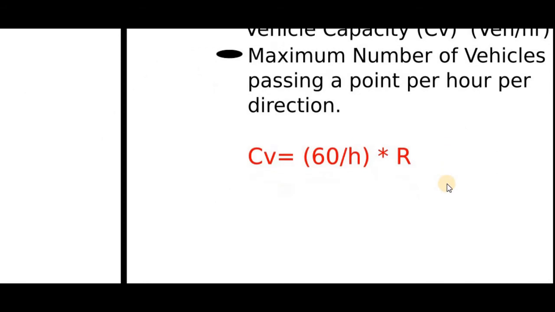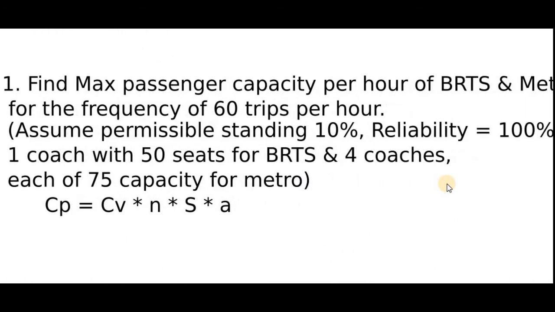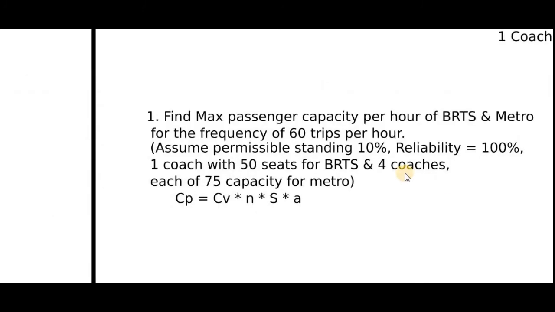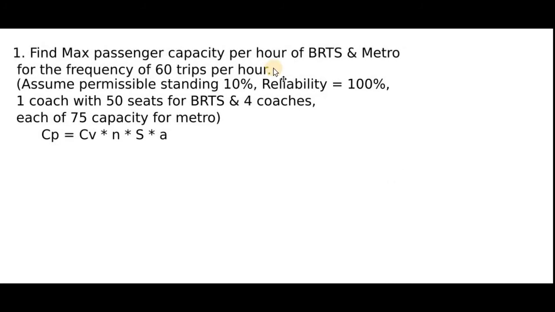Let's go to our sum here. The question is: we are going to find the maximum passenger capacity per hour of BRTS and Metro for a frequency of 60 trips per hour. Let's write all the data we have. First of all, the frequency F is 60 trips per hour. We can also write it as 60 vehicles per hour.